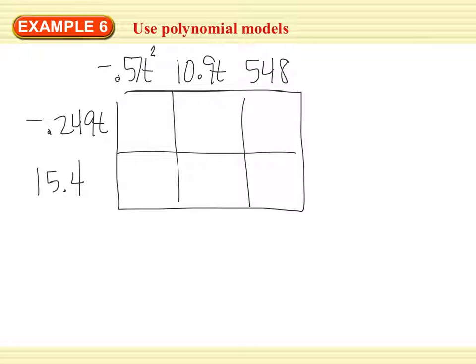Let's get my calculator out. So it's negative 0.575 t squared times 0.249. Negative times negative is positive, so this is 0.143 t cubed. The next will be negative 2.71.